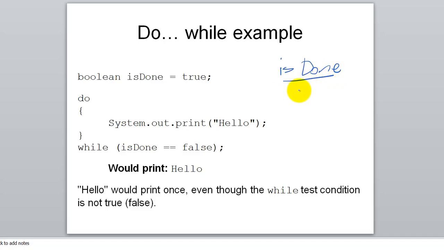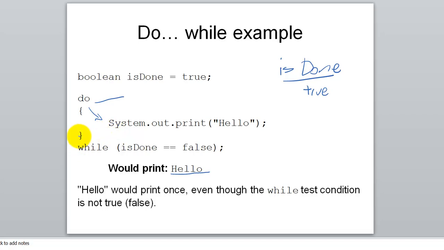isDone, sorry for my handwriting. isDone is true. So we're going to do something, okay? So there's no test condition here. We just immediately jump on the inside. Do this, so we print the word hello.